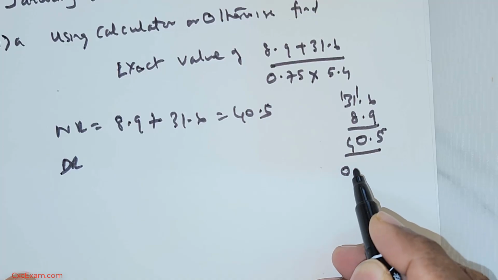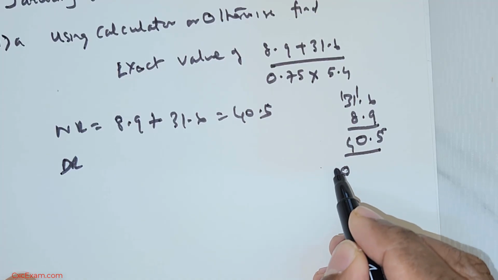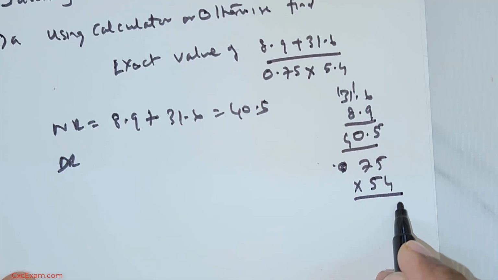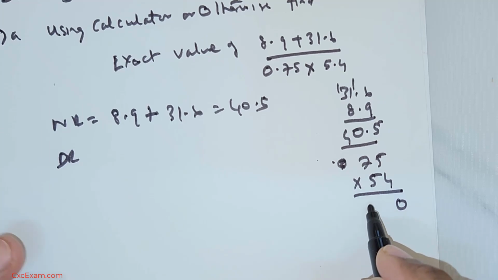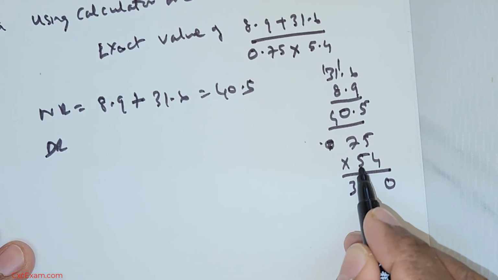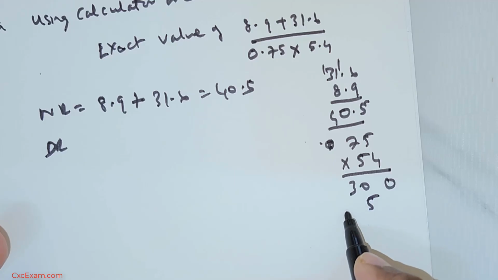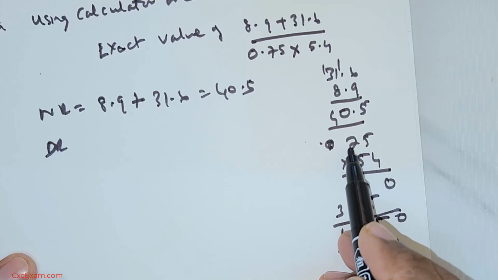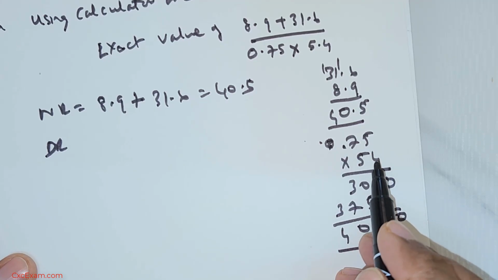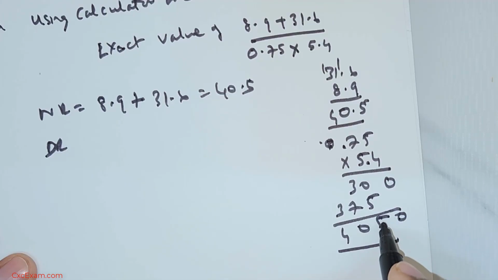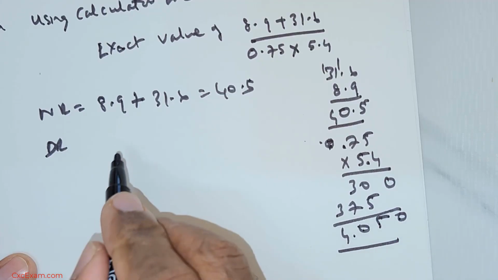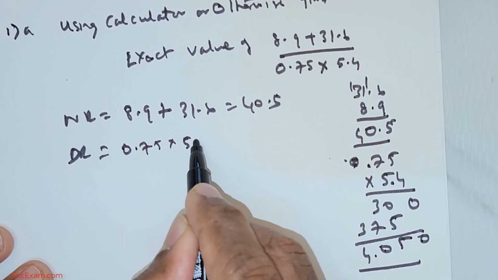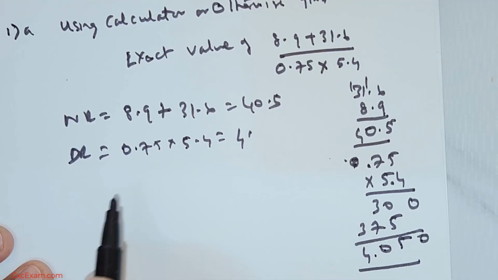You have to multiply 0.75 with 5.4, right? So let me just multiply 7.5 with 54. 5 4s are 20, 7 4s are 28, 30. 5 5s are 25, 7 5s are 35, 36, 37. 0, 5, 10 and 4. After 2 digits you have a decimal point, after 1 digit you have a decimal point. So 1, 2, 3. So 0.75 multiplied with 5.4 is 4.050.